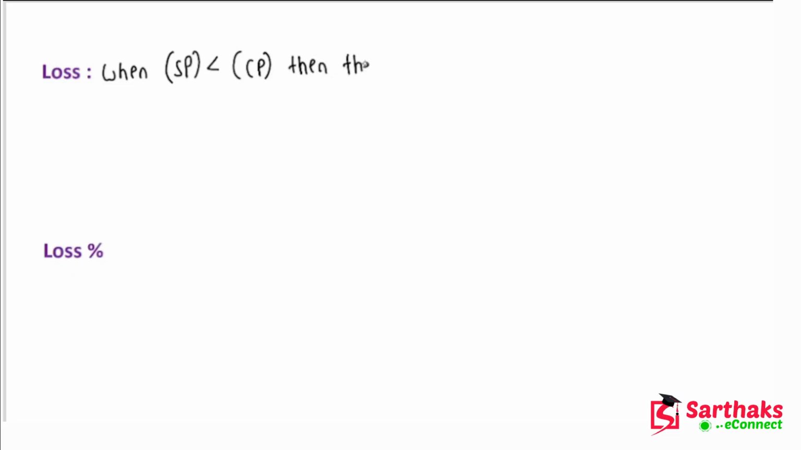then there is a loss, right? So obviously it is loss. So what is loss here? Loss would be CP minus SP, clearly that is cost price minus selling price. So that would be the loss because cost price is more and selling price is less.